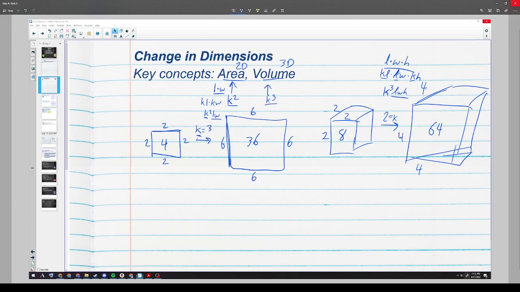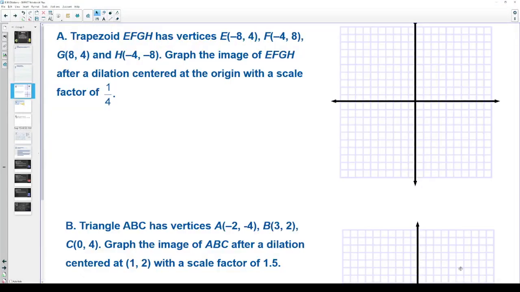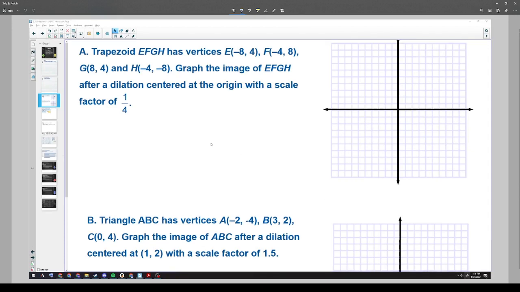Okay, so let's take a look at some example problems for dilations. We've got our first one, a trapezoid EFGH. We're at negative 8, 4. So I've got point E right here. F, negative 4, 8. F is going to be up here.